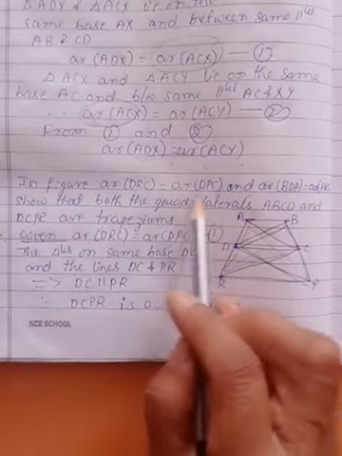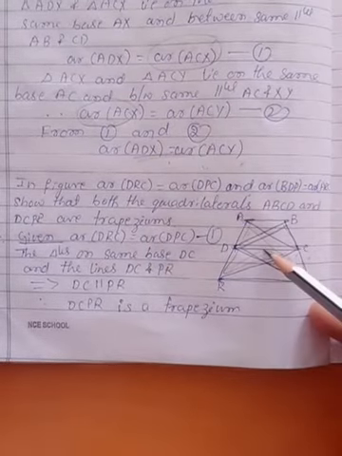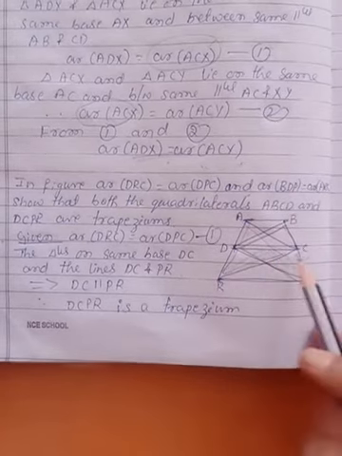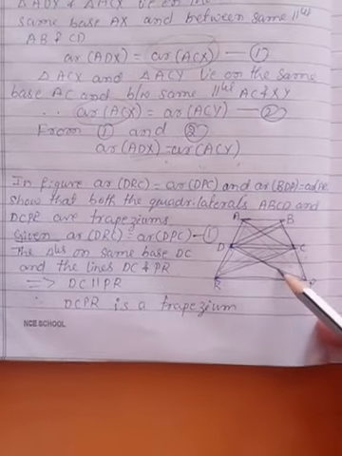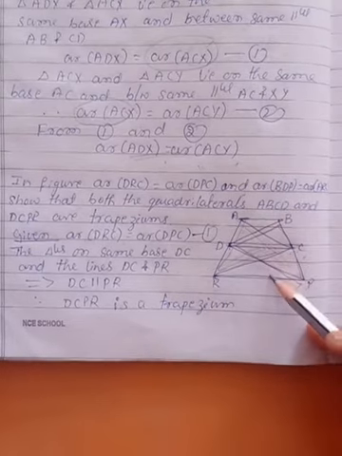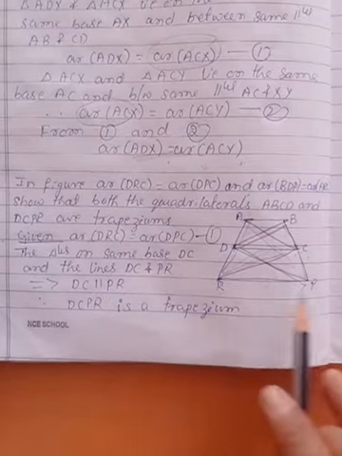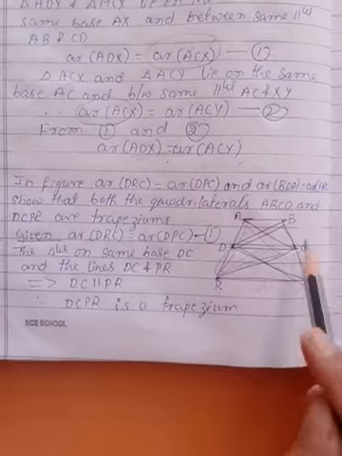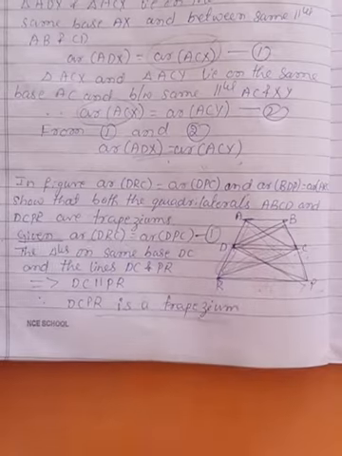First take down the given thing: DRC is equal to DPC. Check out, both have the same base DC and lie between the lines DC and RP, isn't it? So when triangles have equal area on the same base and between the same lines, then the lines will be parallel. So DC will be parallel to PR. If you get one pair of parallel sides in a quadrilateral, then it is a trapezium. Therefore DCPR is a trapezium.